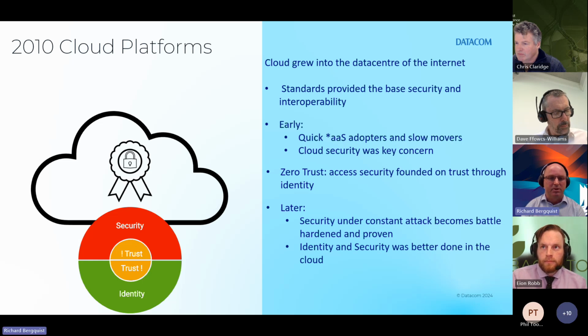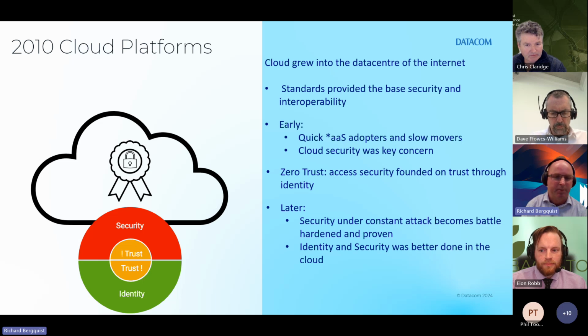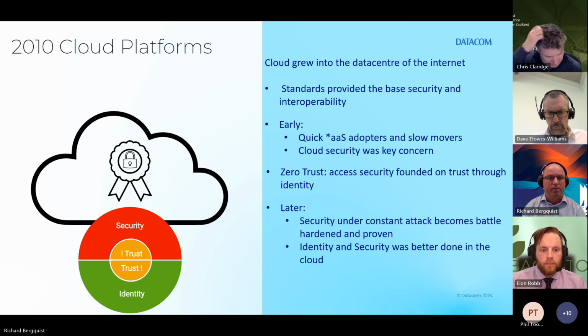And then what we saw later is when you're in a cloud, you're constantly under attack. Because you put yourself out there, you're going to be attacked. And so the security and identity aspects of the cloud really had to become battle hardened, really had to become proven, because you were constantly under attack. To the point where actually identity security is sometimes better done in the cloud because it is so battle hardened. So this is, I guess, the arc of the story, where the cloud has really come into the mix and really started to deliver some identity and security benefits based on trust.